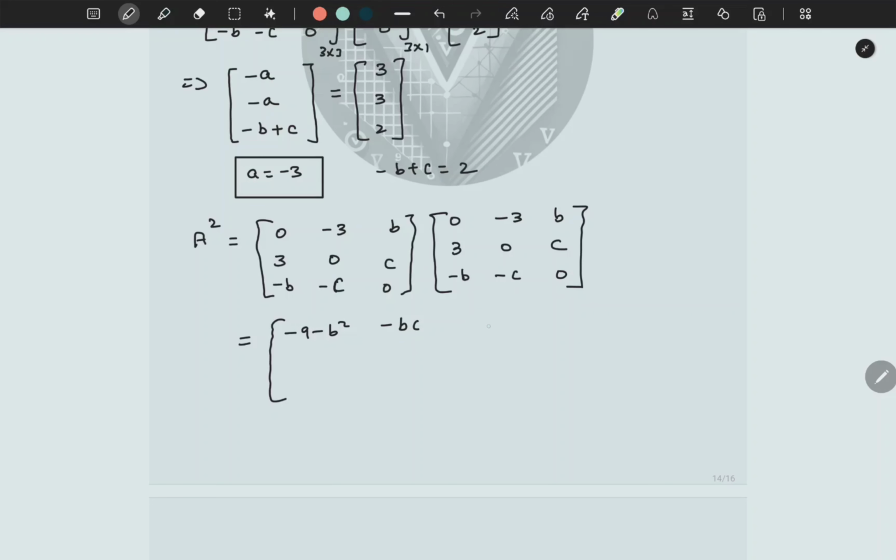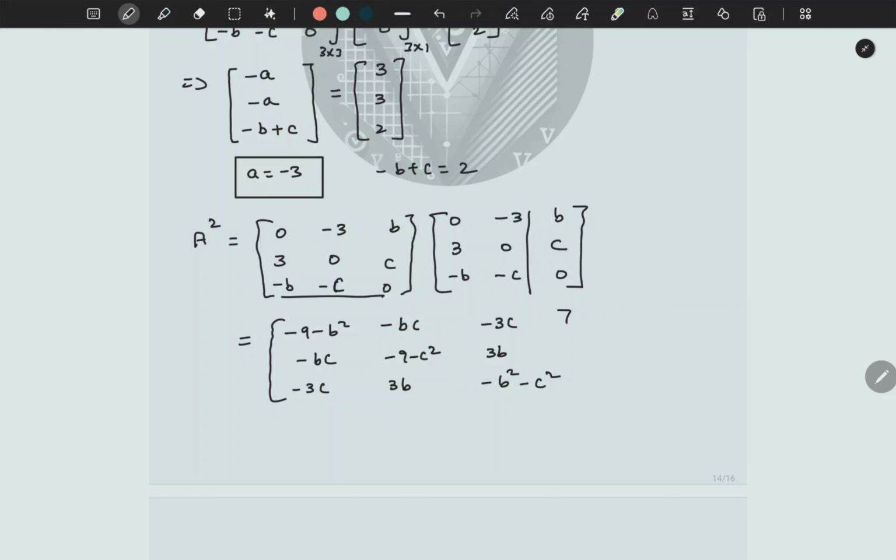Yeah, then we get 0 minus 3c here, and here we get 3 into 0 is 0, and here we get minus bc, minus 9 minus c square, and here we get 3b. That's it. Here we get minus 3c. Here we do get 3b. Okay, now we have to multiply this with this for this element. So 3b, that's it. Here we get minus b square minus c square. That's it. Okay, this is A square.